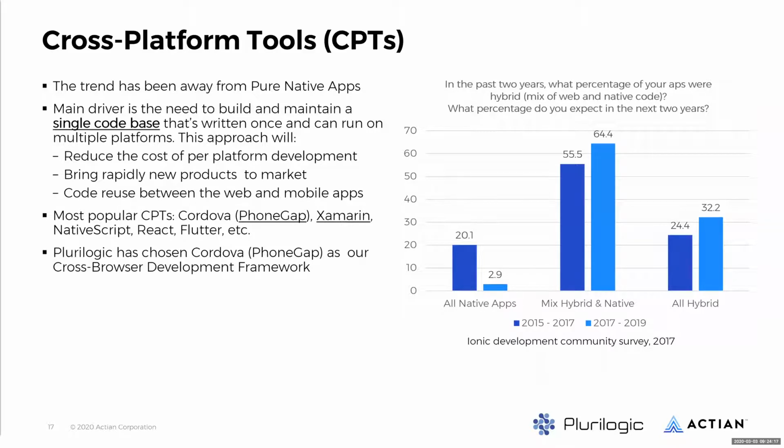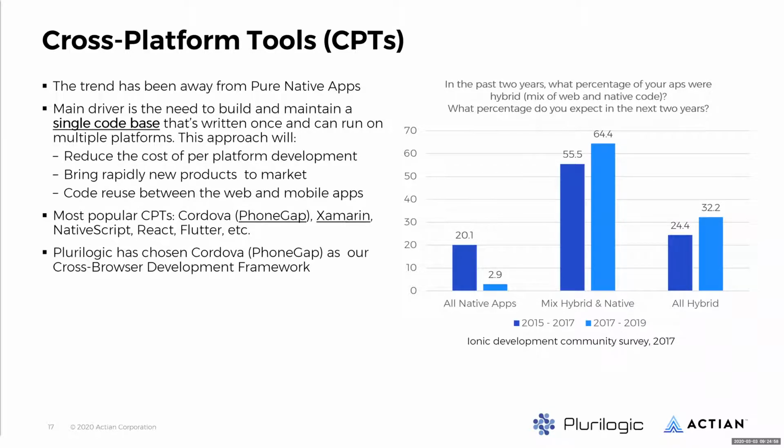All right. To build our application, we looked at different options. As I said earlier, native was not an option due to the lack of the skill set. So we looked at the trends in the industry, and we saw that there's a move towards hybrid apps, and the industry is moving away from native. As we see in this diagram, from a survey done by the Ionic development community since 2015, the trend is towards hybrid or a mix of hybrid and native apps.